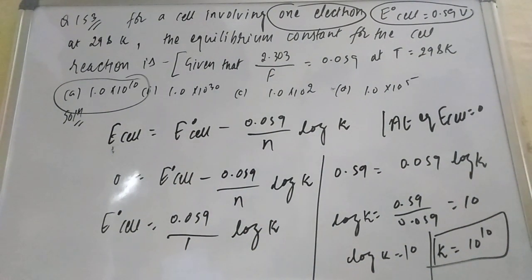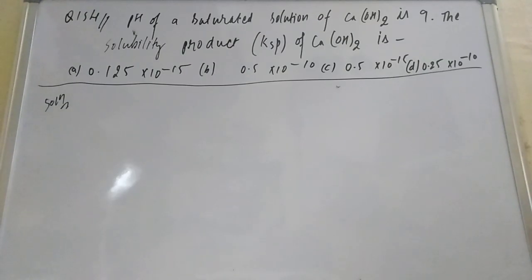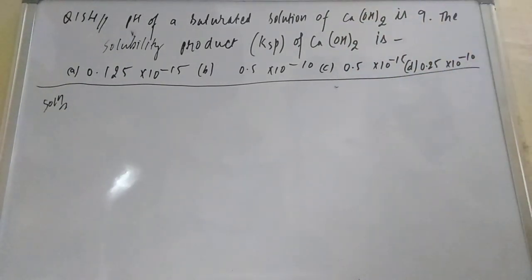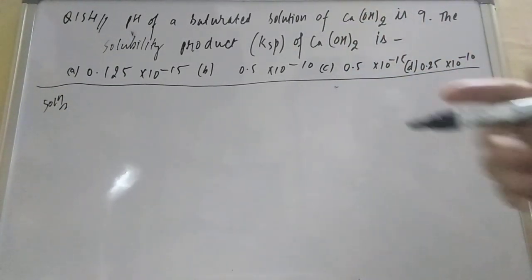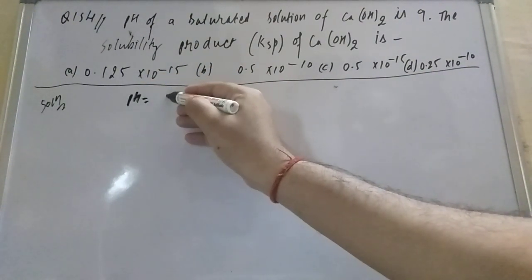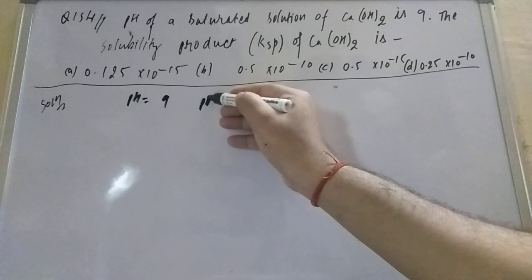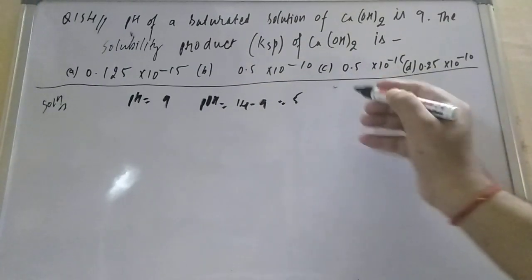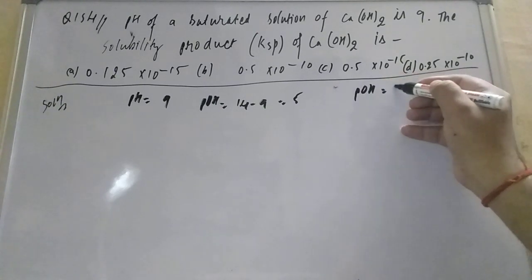Now let us move to another problem, student. Problem number 154. Now let's see a very simple problem from the equilibrium chapter, problem number 154. pH of a saturated solution of calcium hydroxide is 9. The solubility product is asked. Student, pH is given, so pH is 9, and to calculate pOH, that is 14 minus 9, so how much will come? 9. So pOH is equal to 9.